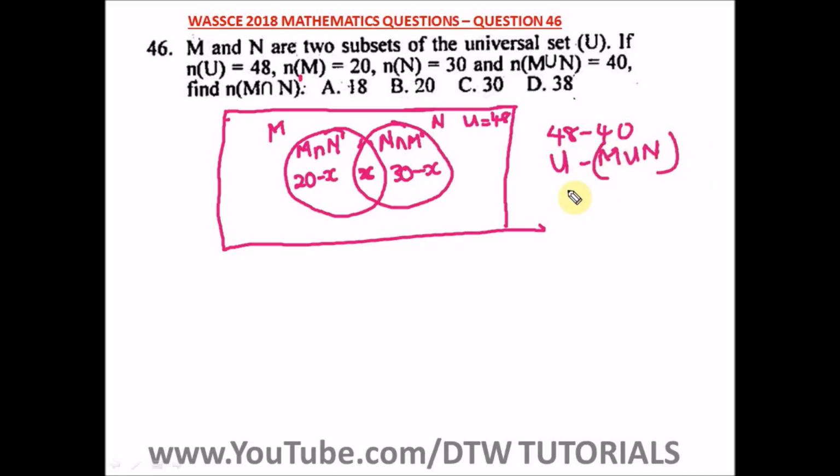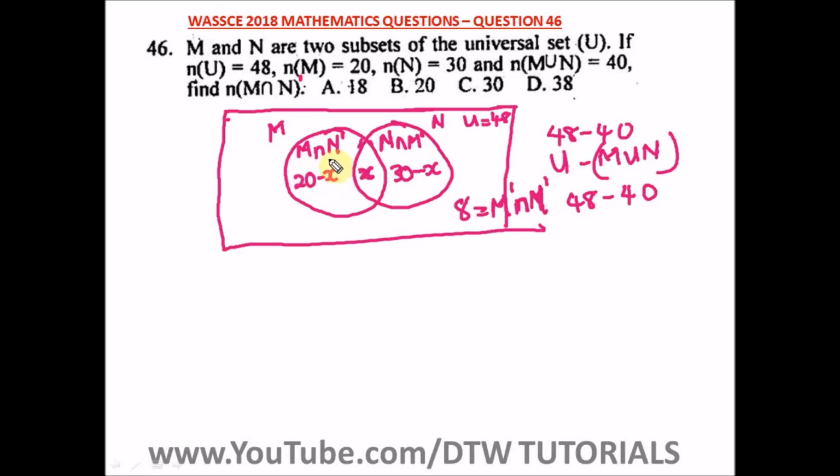Which is 48 minus 40. So this will give us 8, which is equal to M complement intersection N complement, which is 8. So 8 is M complement intersection N complement. That is everything outside of M and N. Okay, so since we've gotten all this, let us move forward.